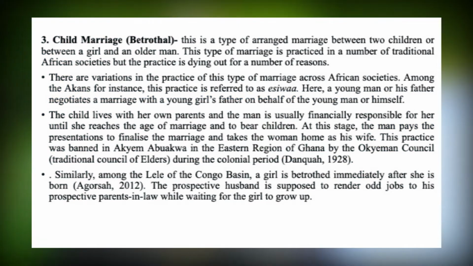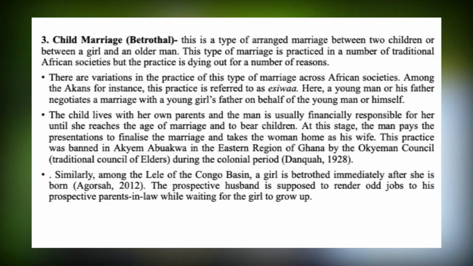The next type of marriage is child betrothal. Child betrothal is a type of arranged marriage. It is an arranged marriage between two children or between a girl and an elderly man. The practice of child betrothal varies across societies. In some societies, for instance among the Akans, it is referred to as isiwa.